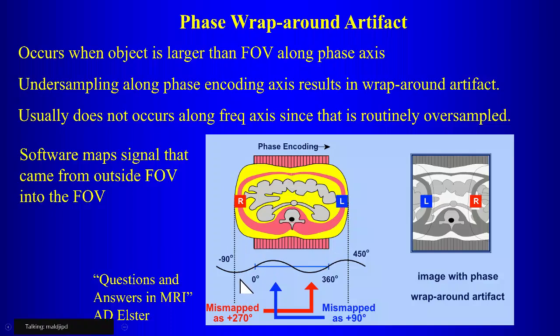So what happens is, when you set your phase encoding gradients and number of pixels, you're in essence telling the software the anatomy is in this region, right? And the software doesn't understand that any signal coming from outside that region is really outside. It will map it into the region, but it will map it into the wrong place, okay?